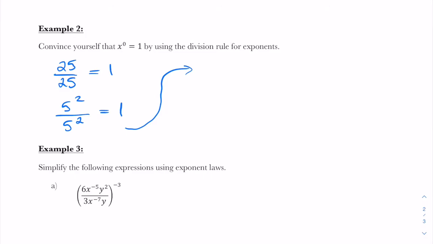So notice that we're dividing powers. We have the same base, so we're going to keep the base and subtract the exponents, giving us 5 to the exponent 0 equaling 1. And we're done. This was just a nice little example to convince you that anything to the exponent 0 is in fact 1, and just be aware that it comes from the division rule for exponents.